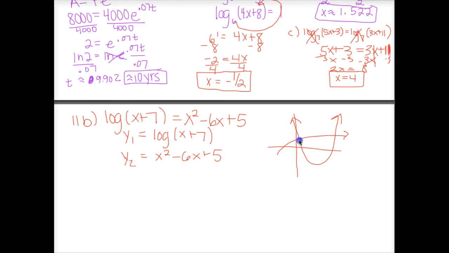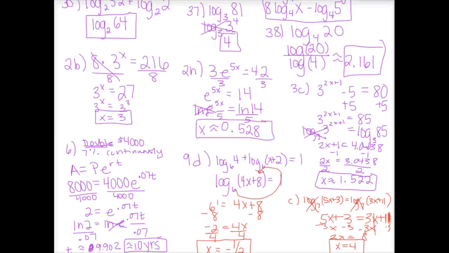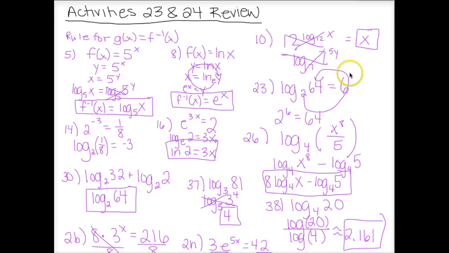And so all we're then doing is using our intersect feature, second trace intersect, to find those two solutions. So second trace, choice 5, first curve, second curve, make sure you find both of the intersection points. So 0.788 is the first one, and the second one was about 5.256. All right. So that covers at least one of everything that you're going to need to be able to do on your very last quiz of the year.